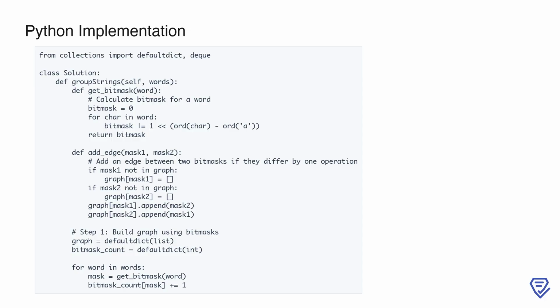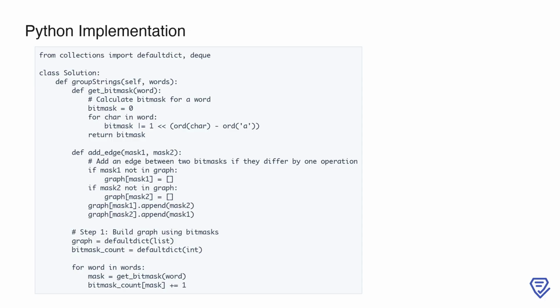To solve this problem, we start by importing the necessary modules, defaultdict for handling our graph and deque for breadth-first search. Then, we define our main function, groupStrings, which will take a list of words as input. Inside this function, we define a helper method called get_bitmask. This method computes a bitmask for each word, where each bit in the mask represents whether a specific letter from A to Z appears in the word. We calculate the bitmask by iterating through the characters of the word, and for each character, we set the corresponding bit in the mask using a bitwise OR operation. The result is a unique integer representation of the letters in the word.